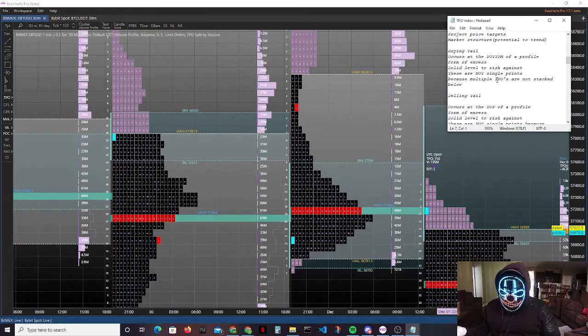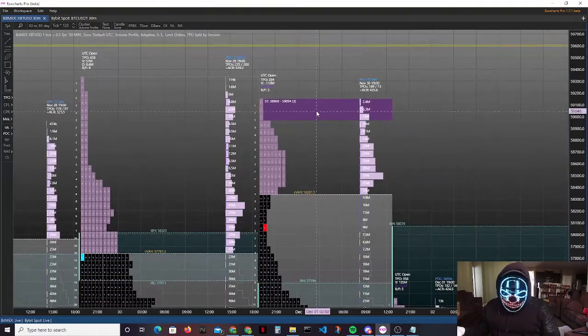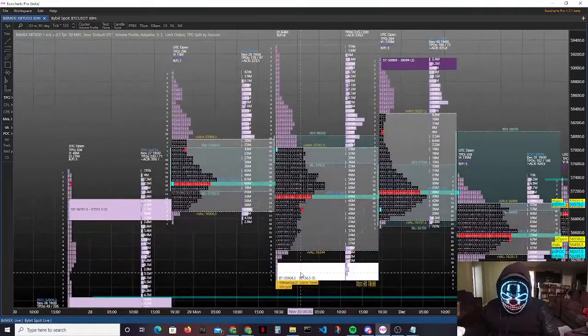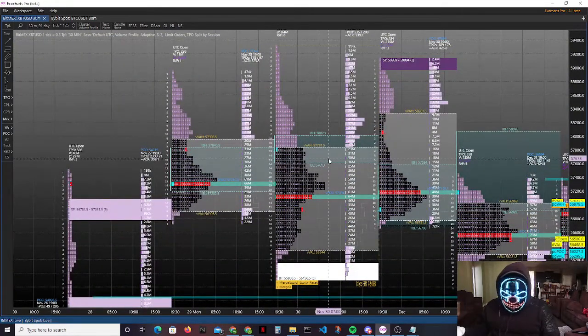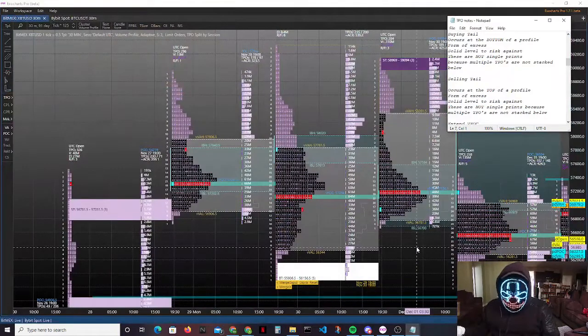Buying tails and selling tails. This is one of the coolest things that TPO market profile charts have, other than single prints. I think single prints are pretty dope. But buying tails and selling tails: this is a sell tail, and this is a buy tail. So when you have an extension of TPOs at the extremity, not within the value area, all the way at the end, right here.